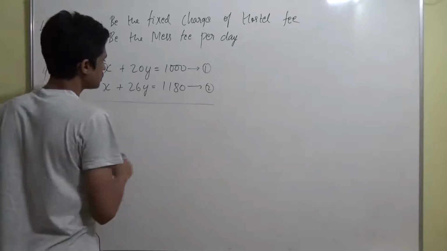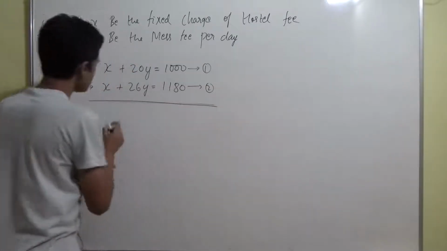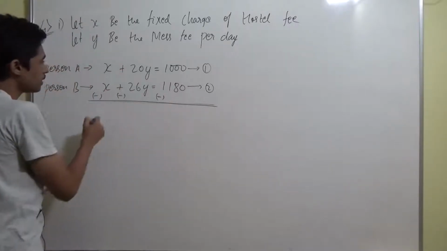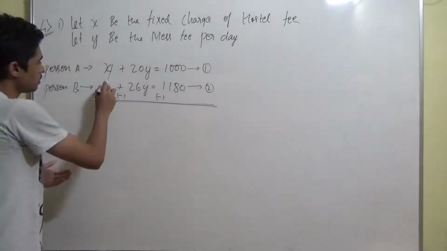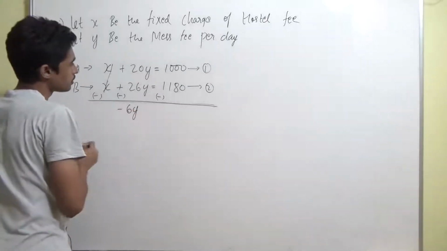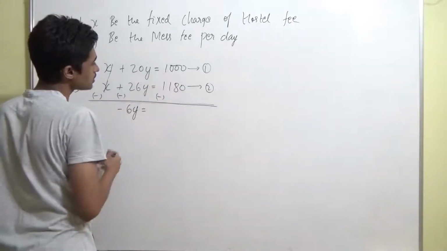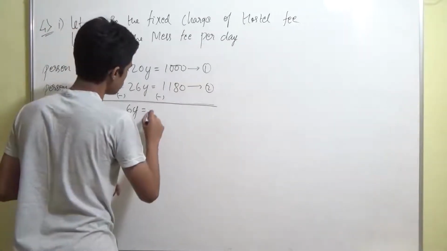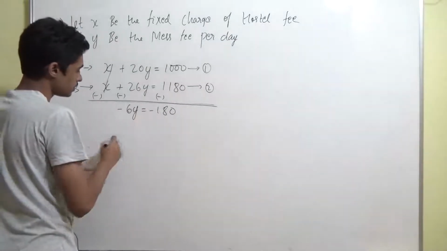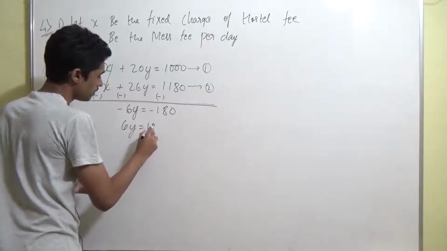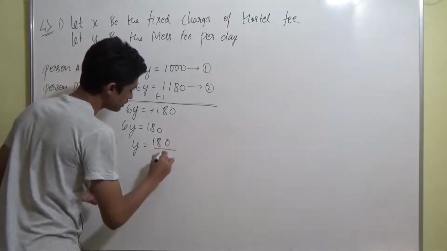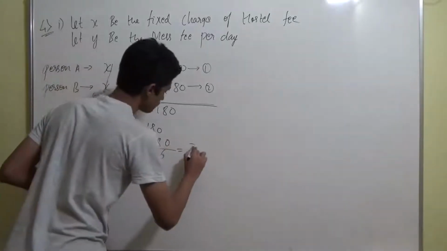Okay, I will do the subtraction now. Correct? If I do subtraction, what happens? Minus, plus becomes minus, and plus becomes minus. x and minus x get cancelled, right? Done. 20y minus 26y becomes equal to minus 6y, and here 1000 minus 1180 becomes equal to minus 180. Correct? Now minus minus will get cancelled, right? Both sides are minus, so 6y will become equal to 180. y will become equal to 180 by 6, which is 30.